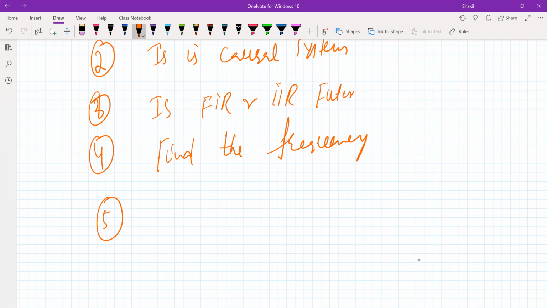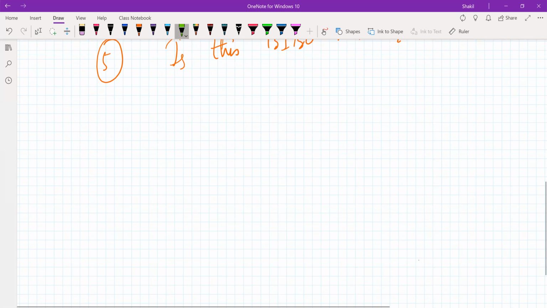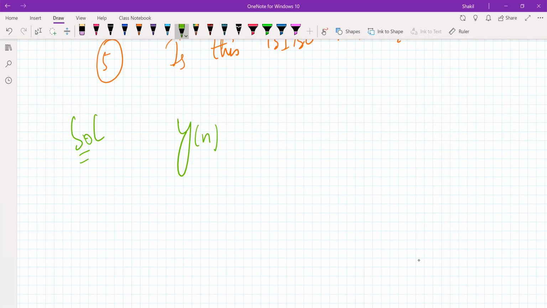Fifth part of the problem is: is this a bounded input, bounded output stable system? Be it FIR or IIR, your job is to find whether this is stable or not. Alright, so let's solve this problem first. Let me rewrite this system.